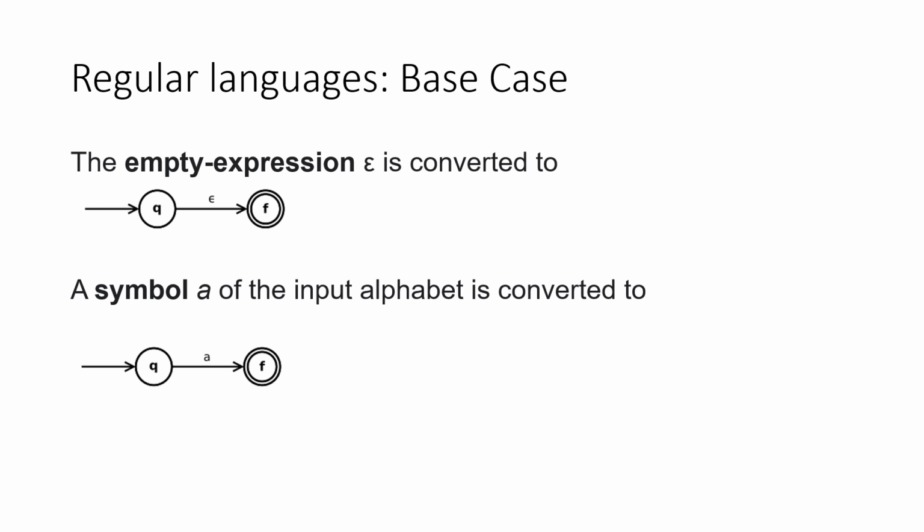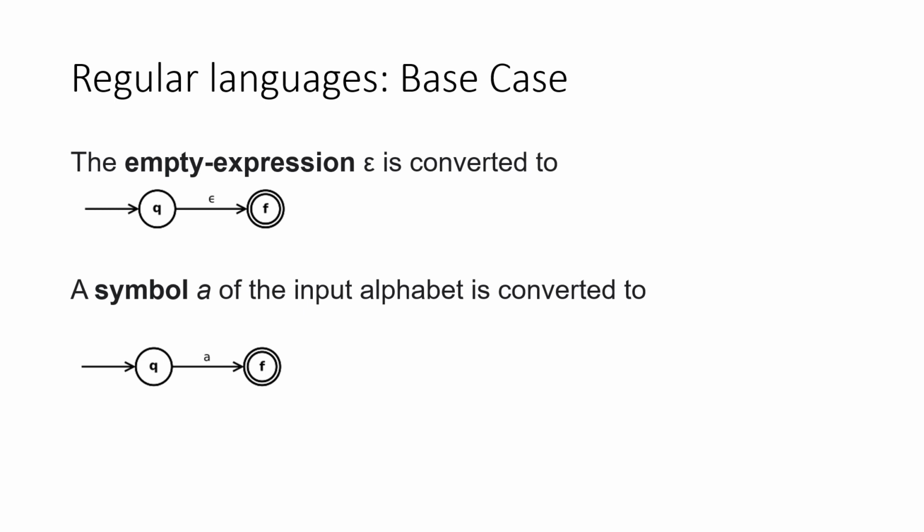The atomic parts that we had were either the empty expression or a symbol that was in the alphabet. So if you don't have anything at all, you can just do an NFA that just takes an epsilon transition and goes to a final state. Now, if you have a single symbol that you want to be able to read from the input alphabet, you can turn it into a single arrow that goes into a final state.